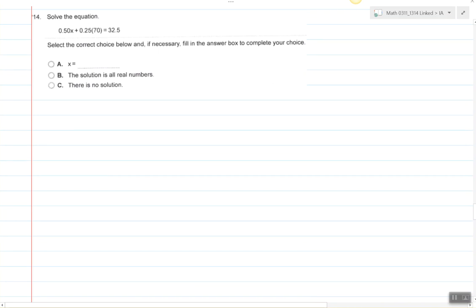Number 14, I have a decimal. I have 0.50x plus 0.25 times 70 is equal to 32.5. All right, in this case, I have decimals. This is 50 100ths, this is 25 100ths, and this part represents 5/10.